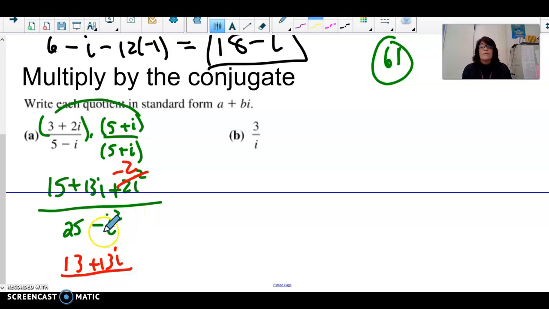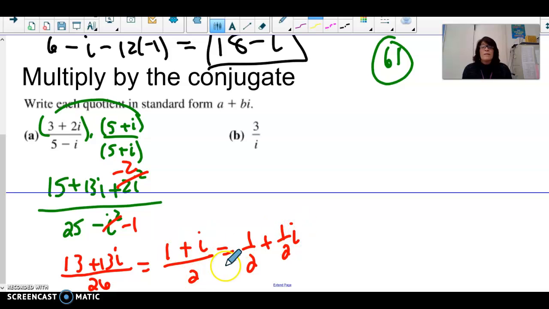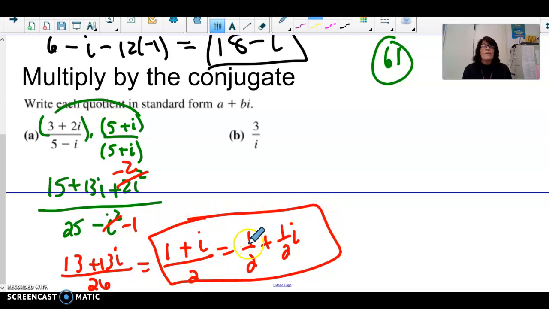i squared is -1, so I have 25 minus -1. That's 26. Well, 13 goes into 13, and 13 goes into 26. So we have 1/2 plus a half i, or just 1 plus i over 2. I don't really care which of these forms you use. If they want complex number form, they will want you to write the real number part and the imaginary number part.